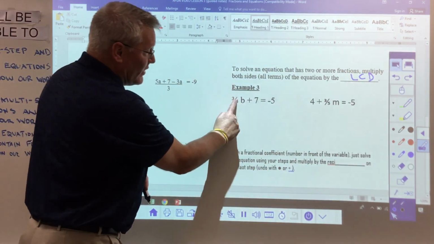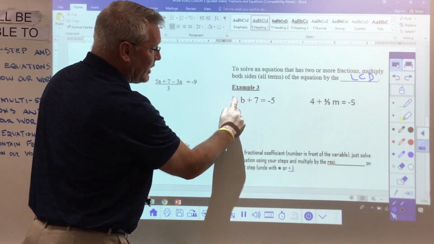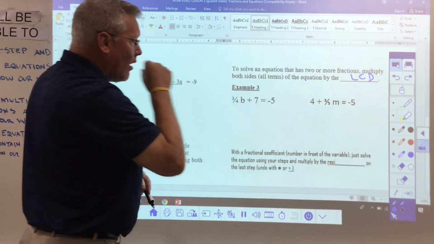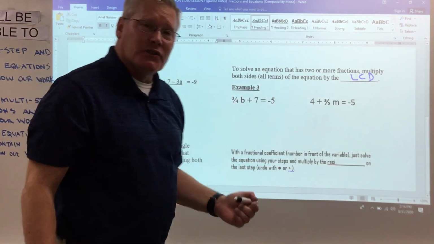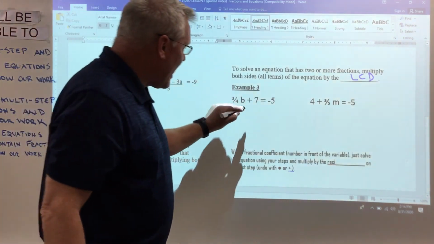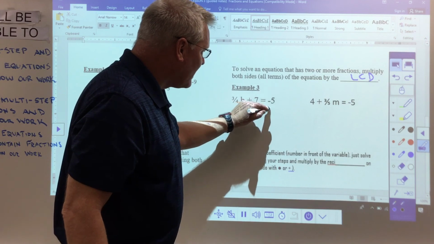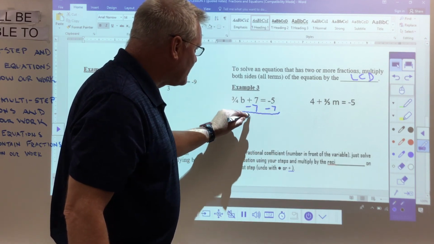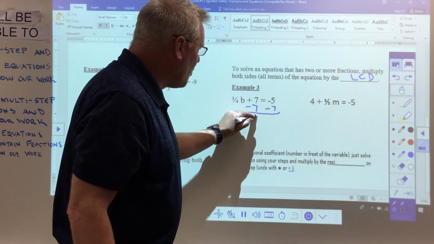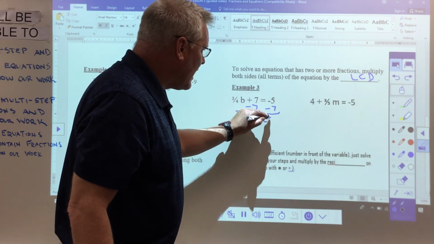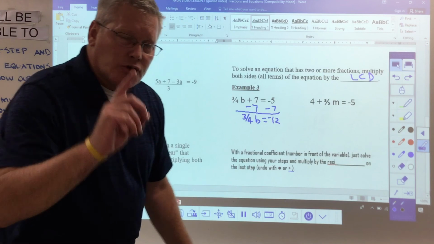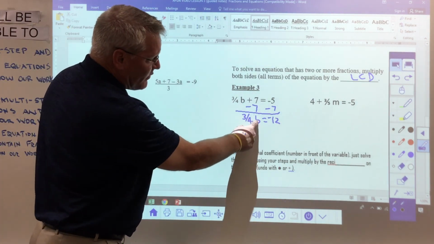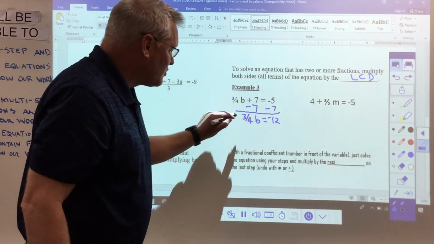Now, this equation right here, example 3, just has 1 fraction in it. It's not a big long fraction bar, and it almost looks like a 2-stepper. So let's try that. Let's attack it like it is a 2-stepper, okay? And we would get rid of that plus 7, but we still have 3/4 b is equal to -12. Here's a little trick that we're going to use here. We're going to get rid of that lone fraction in front of the variable by multiplying by its reciprocal.